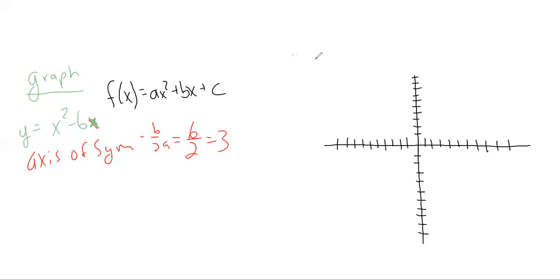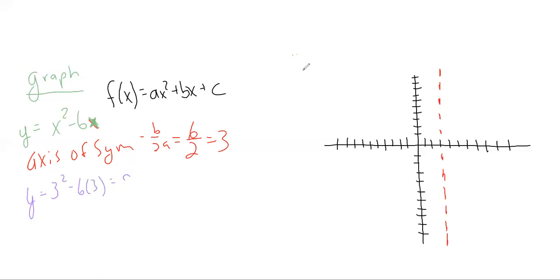So I'm going to go over here to 3. And the axis of symmetry is always a vertical line, at x equals 3 on this problem. Cool. The next thing we look at is, okay, if x is 3, what is y? Well, I plug it right into here. y equals 3 squared minus 6 times 3.